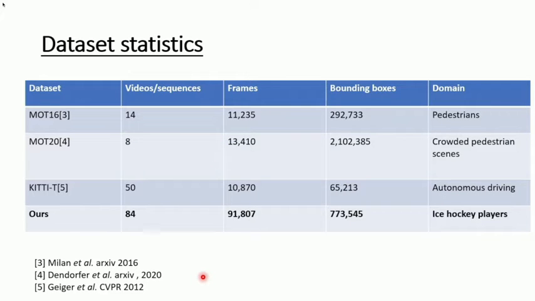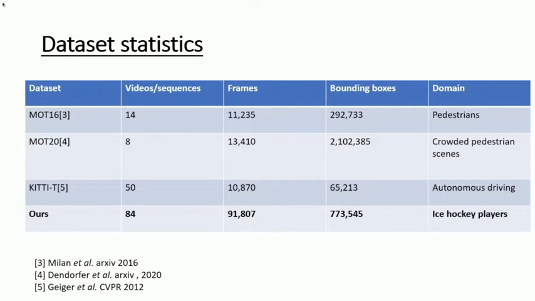The current slide compares our dataset with other popular tracking datasets used in the literature. We compare it with the MOT16 and MOT20 datasets, which are pedestrian datasets, and KITTI dataset, which is an autonomous driving dataset. As far as the number of sequences and frames are concerned, our dataset is actually bigger than these datasets. Although one important thing to notice is that the bounding box density, or the bounding box divided by the number of frames, is actually less in our dataset because there are generally limited number of hockey players present on the ice rink in a broadcast camera field of view, and there are generally a lot of pedestrians present in these pedestrian datasets.